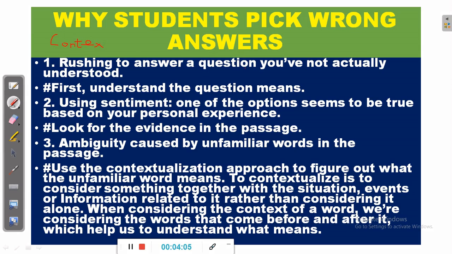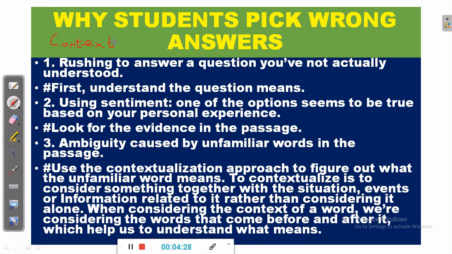Now, what does context mean? Context really refers to how a word is used. I look at it as the linguistic environment. It is the linguistic environment within which a word is situated. Take a sentence, for example.